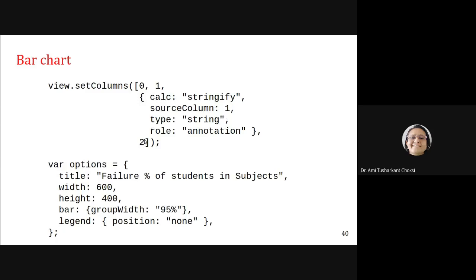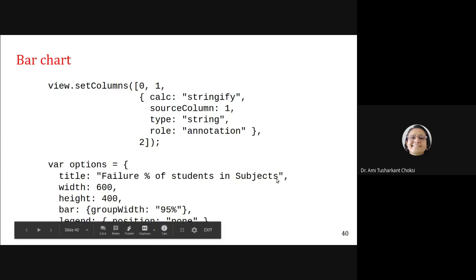And for second, we are having the 3 columns which we want to view. That is, we are specifying the view variable, wherein we are saying 0, 1, comma. For that, we are specifying the specification and comma 2. So 3 columns we are setting. Fine. Now we want to specify the options for drawing the chart. So what are they? The title we want to specify, that is failure percentage of students in subjects.